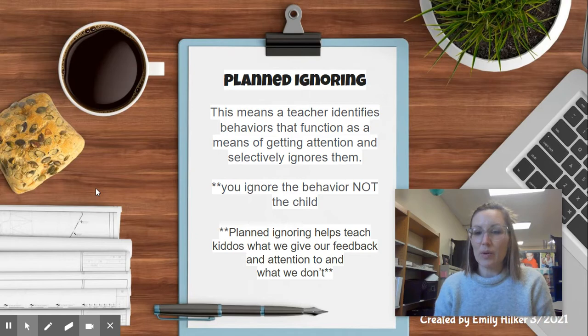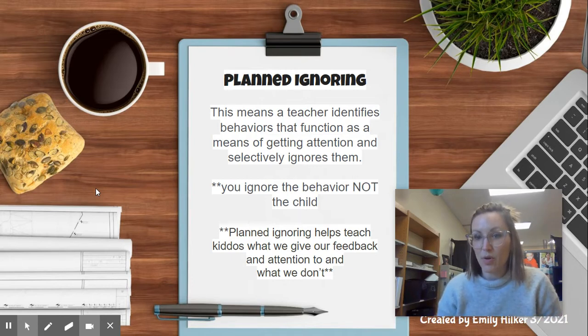This simply means that we've identified a behavior, and the function of the behavior, or the why behind why the student is doing the behavior, is to get attention. To know for sure, we would typically do an FBA, or a functional behavior assessment, to determine that the student is performing this behavior to get attention. But oftentimes you can see that pattern within your classroom.